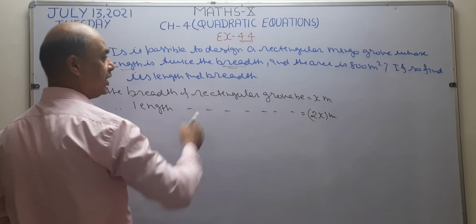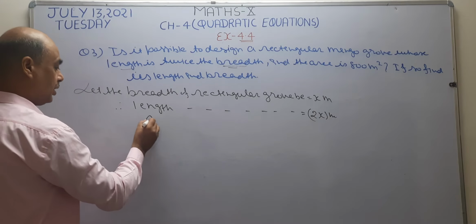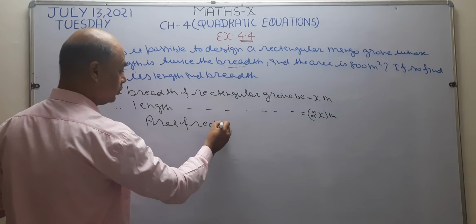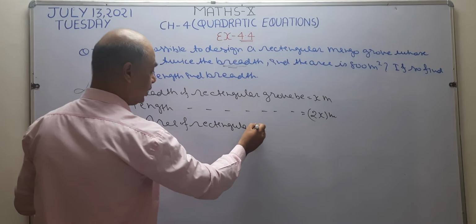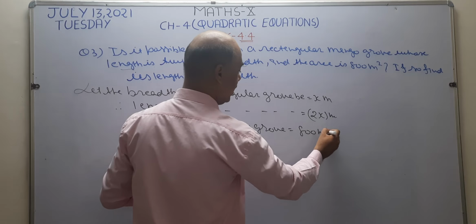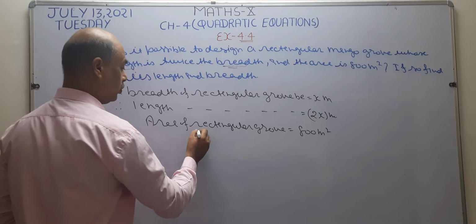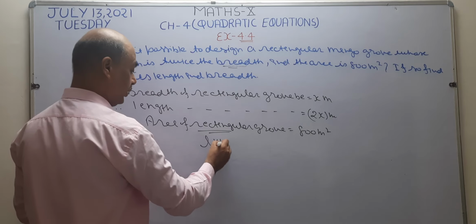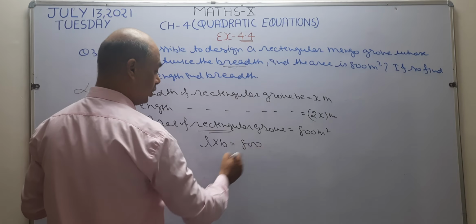Okay. Now the area of the rectangular groove is given, which is 800 meters square. And you know the formula for finding the area of a rectangle. It is L into B. It means L into B is going to equal 800.